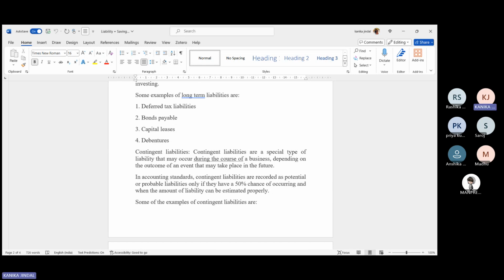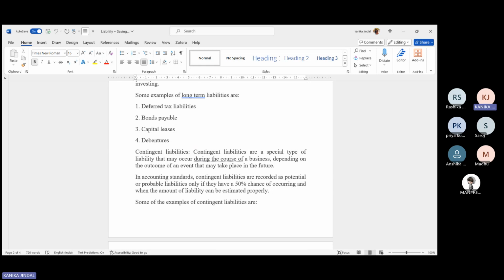So let me give you an example of contingent liability. Suppose there is a lawsuit and we don't know whether we'll win or we'll lose that lawsuit. So in case in future we lose that case, it is a kind of contingent liability in which we are not sure whether we'll lose or we'll win the case. But in case we lose, there will be a liability of a certain amount. So that is an example of contingent liability.